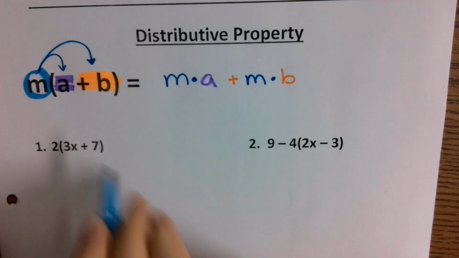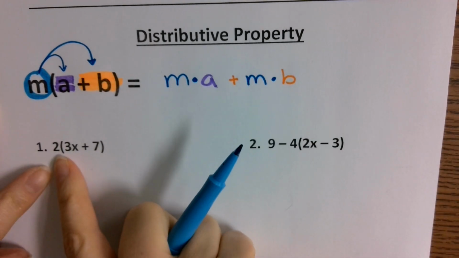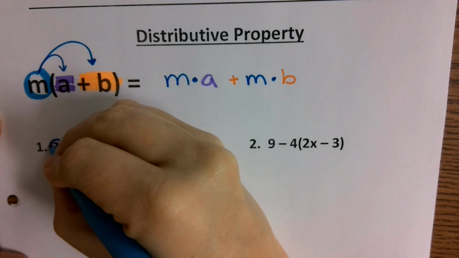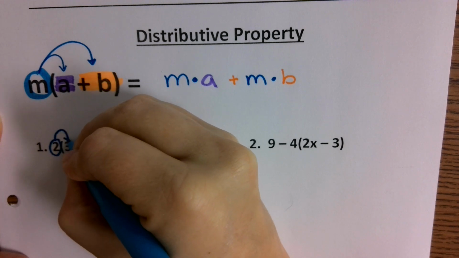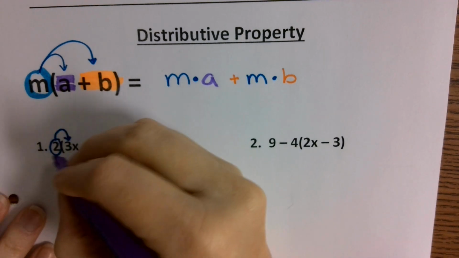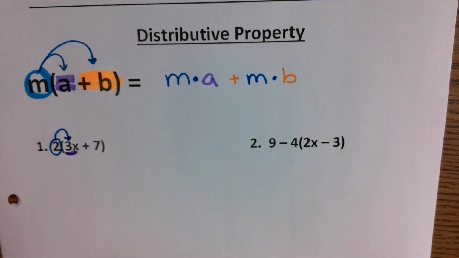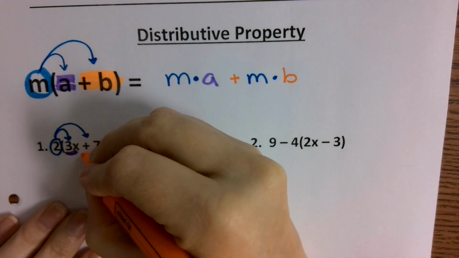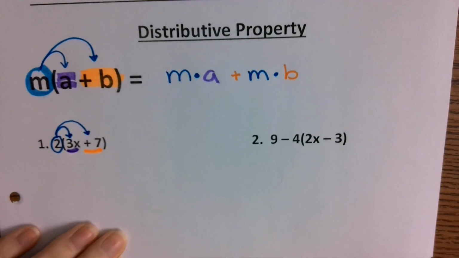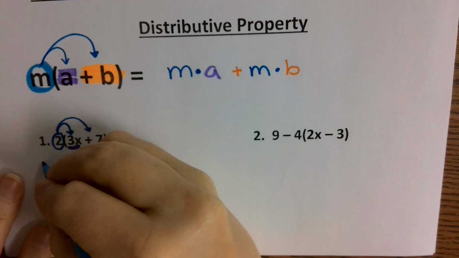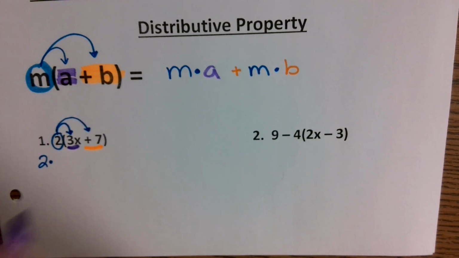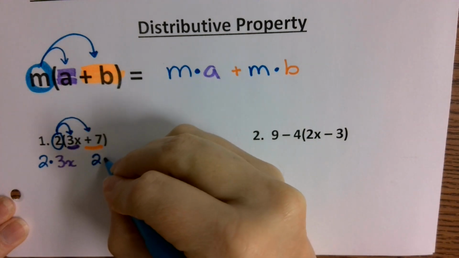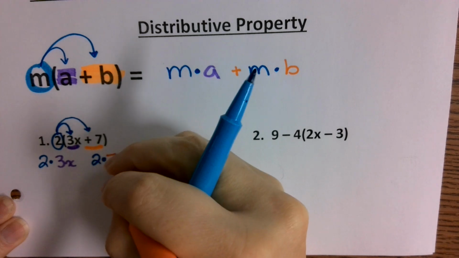So when I'm looking at problem number 1, I've got 2, and then in parentheses I've got 3x plus 7. So what I'm doing is taking this value of 2, and I'm going to multiply it to this 3x, and I'm going to multiply it to this positive 7. So I am doing 2 times 3x, and I'm doing 2 times positive 7.